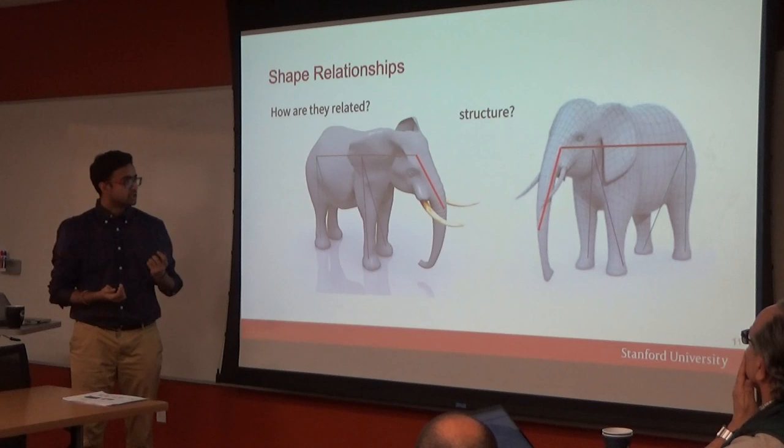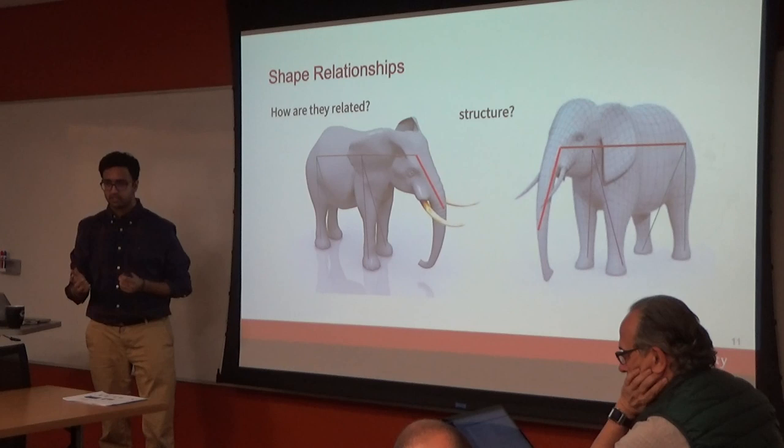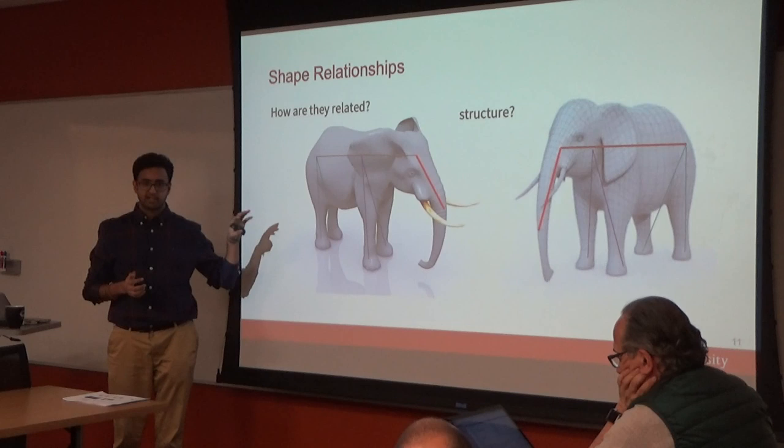Both of these shapes have a torso with four legs and an elongated head unit. So what you could do is use the commonness of the structure to relate them. Now, this is not something that is just common to these two elephants. It's something that's common to almost all four-legged animals.